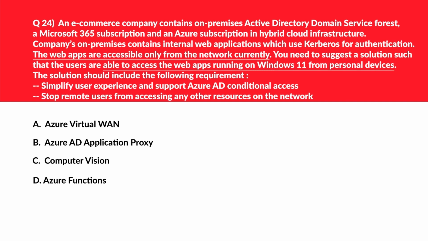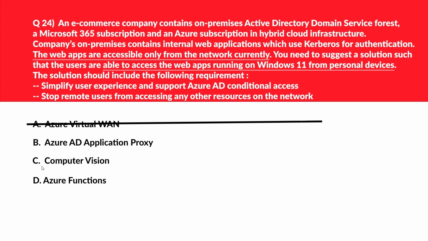Okay, let's understand the question first. The question is about remote access to an on-premises application through Azure AD application proxy. We'll look at option A now. A says Azure Virtual WAN is for end users and not for applications as required by the question. Also, it doesn't offer conditional access policies because Azure AD is not being utilized. It's an incorrect choice.